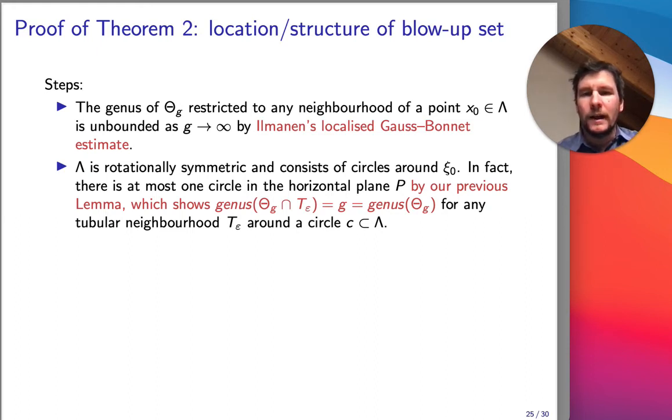Okay, so therefore there can only be one circle, and then dihedral symmetry tells us that if it's not lying in the plane but say above the plane, then by symmetry there must also be one below the plane. So the symmetry gives us that this circle lies inside the plane, and there is at most one. Okay, good.